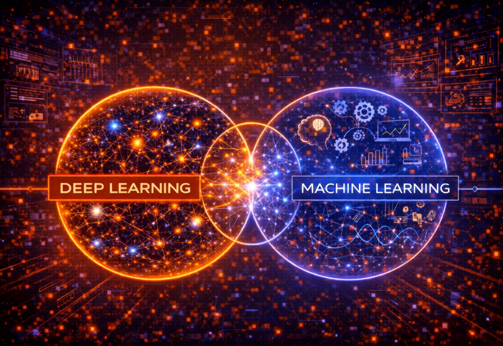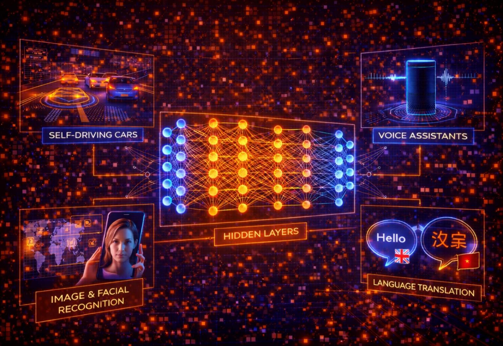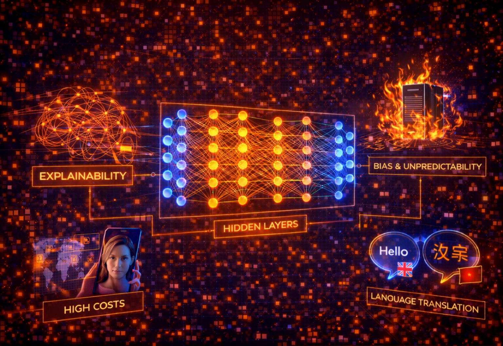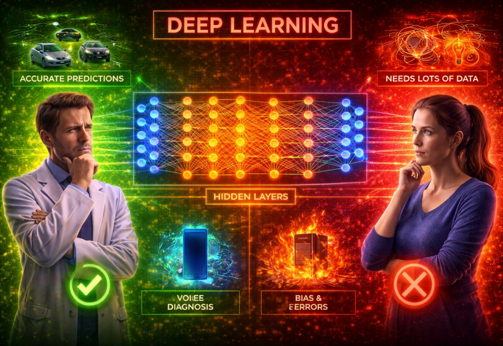To summarize, deep learning is a type of machine learning that uses multi-layer neural networks to learn complex patterns from large amounts of data. It powers many of the AI systems we use every day, while also introducing new challenges and limitations. Understanding deep learning helps remove the mystery around modern AI and allows us to think more clearly about what these systems can and cannot do.